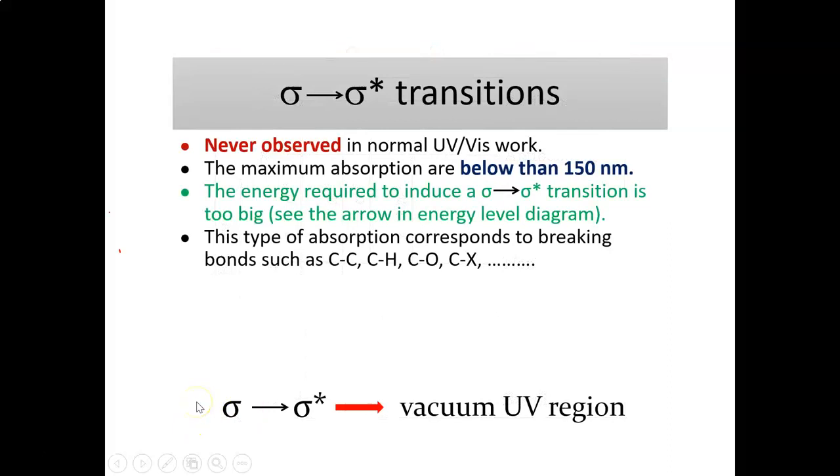Okay, for specific transitions, first, sigma to sigma star transition. This is actually never observed in normal UV and visible work, because the maximum absorption is below 150 nanometer in wavelength. The energy required to induce a sigma to sigma star transition is quite big, and this type of absorption corresponds to bond breaking. So this is seldom observed in the UV.